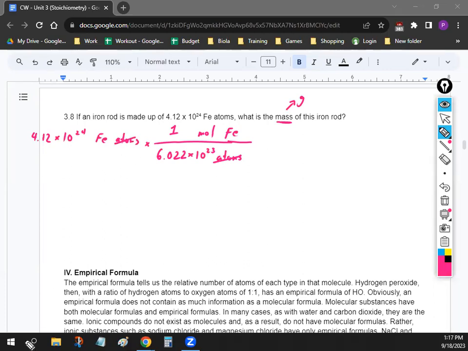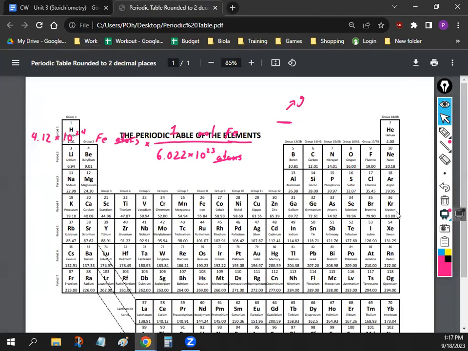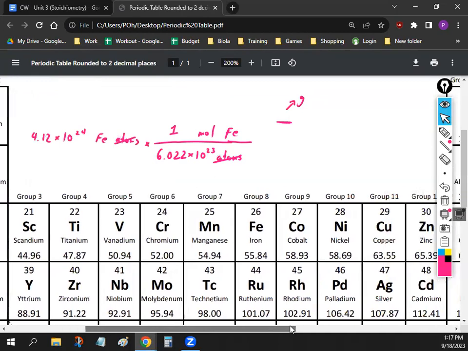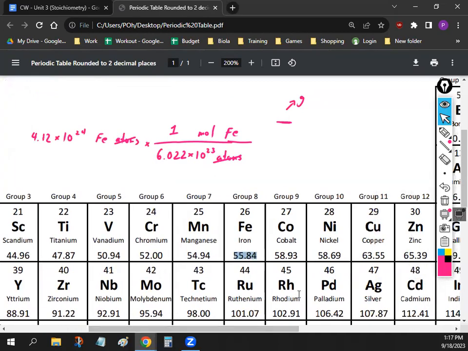So that's what we learned last time. Okay, so we're not done though, because we need to turn moles into grams now. So in order to do this, we need to use the atomic mass, or we can just call it the molar mass. And that's the number on the bottom of the box in the periodic table. So we're going to take a look at iron. And if we take a look at iron on the periodic table, we can see that its molar mass is going to be 55.84. So we're going to set up another fraction.